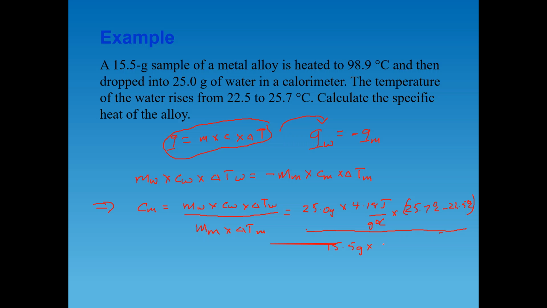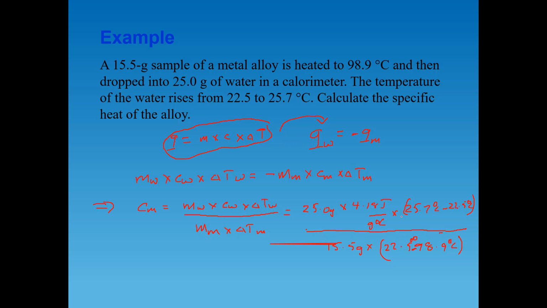Now, the initial temperature is 98.9 degrees Celsius. The final temperature will be the same as the final temperature of the water, because at this point, it will be at thermal equilibrium. So I'm going to put the final temperature of water, which again is 25.7 degrees Celsius, minus 98.9 degrees Celsius.